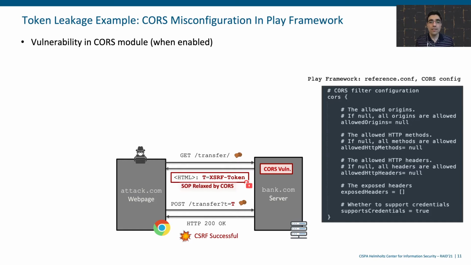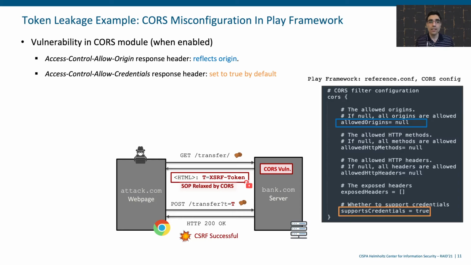In particular, it sets the ACAO header, that is the Access-Control-Allow-Origin HTTP response header, to dynamically reflect the origin of the incoming HTTP request. Also, it sets the ACAC header, that is the Access-Control-Allow-Credentials HTTP response header, to true by default. With this configuration, any web page can read the HTTP response by JavaScript across site origins.